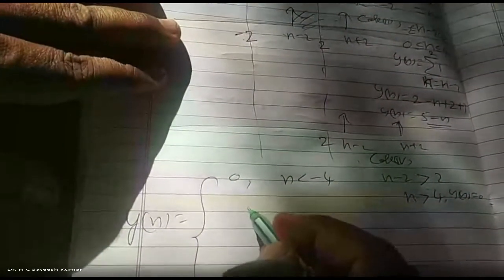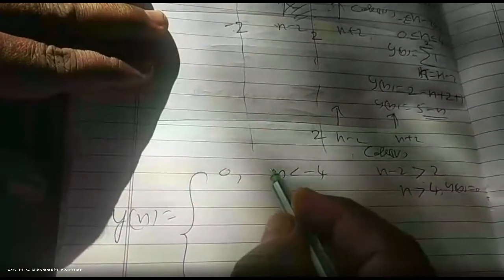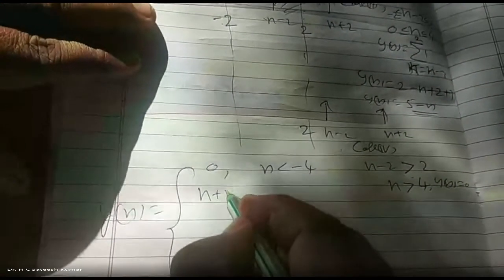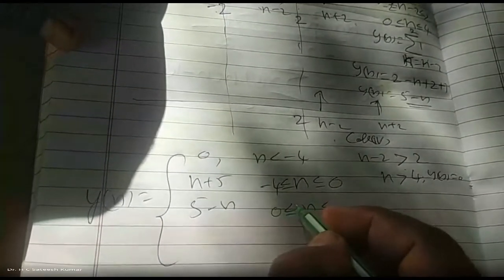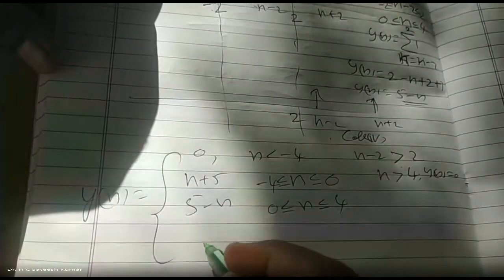Okay, right. Now you summarize the answer. 0 for what? n less than minus 4. And it is equal to, second case, n plus 5 for n lies between minus 4 to 0, and it is equal to 5 minus n for n lies between 0 and 4, and it is equal to 0 for n greater than 4.